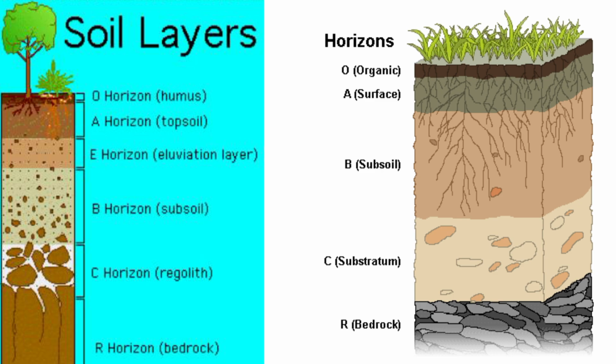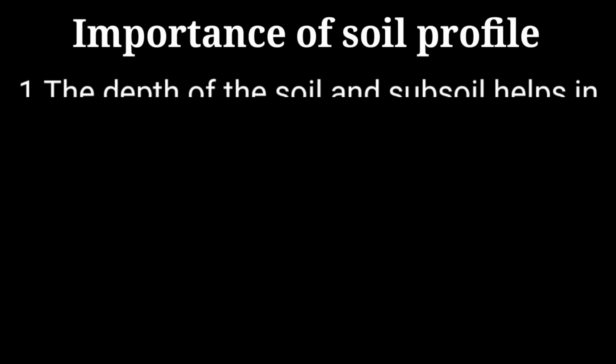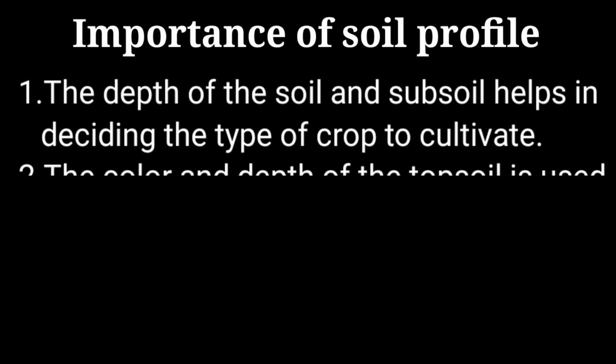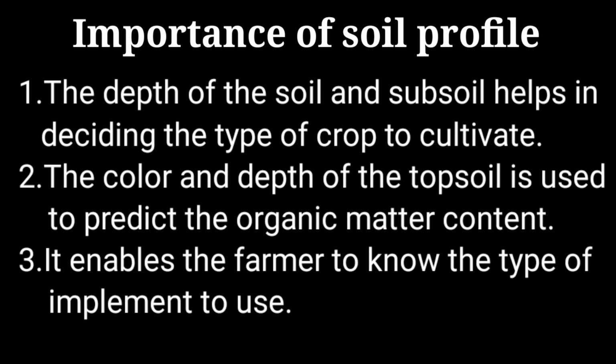All right, let us look at the importance of soil profile. Number 1, the depth of the soil and subsoil helps in deciding the type of crop to cultivate. Number 2, the color and depth of the topsoil is used to predict the organic matter content. Number 3, it enables the farmer to know the type of implement to use.